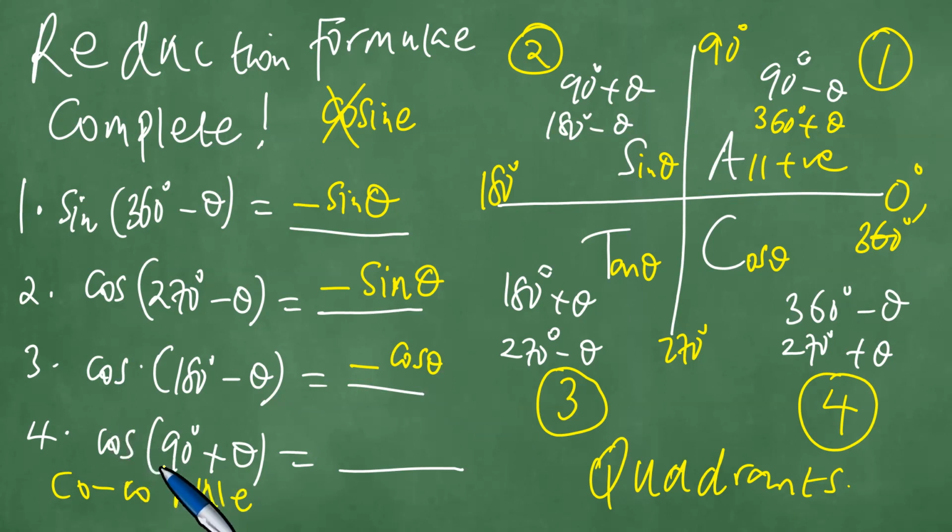Now let's look at this one here. 90 degrees plus theta, in which quadrant is it? 90 degrees plus theta, in which quadrant is it?